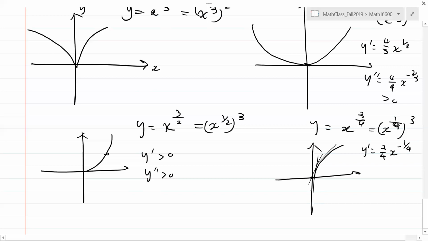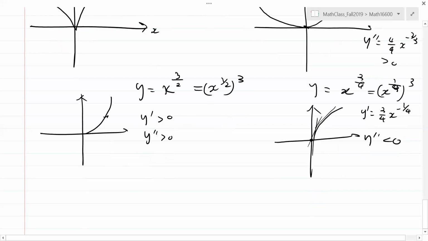And for the second derivative, it must be concave down, and the second derivative must be negative, okay? On the right hand side of the axis, I can guarantee it must be concave down. So this is how you draw the graph if you get an equation in x, y, okay? That's how you draw the graph. All right.